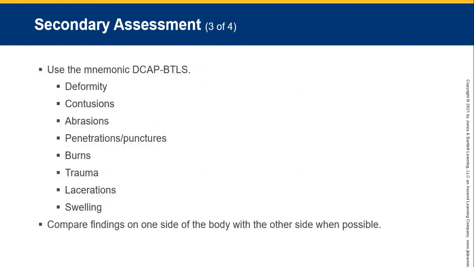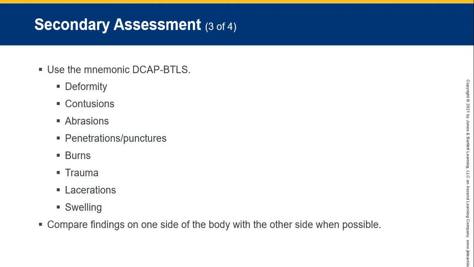And we're going to use the mnemonic DCAP-BTLS. It stands for deformities, contusions, abrasions, penetrations/punctures, burns, trauma, lacerations, and swelling. So deformity is going to be anything that you can actually see, like a broken bone under the skin, something where the anatomical structure doesn't look normal. Contusions or bruises. You should probably know what abrasions are. You're going to look for penetrations or punctures, not just from things like knife wounds and gunshot wounds, but people falling on things, that sort of stuff. Any burns, where they are, how thick they are, miscellaneous trauma that you might spot, lacerations, which are cuts, and then swelling, which is also called edema.